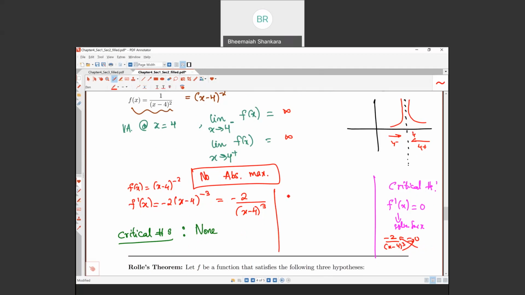Now you want to calculate f at 0, which is 1 over negative 4 squared, which is 1/16th, and you want to calculate the functional value at 5. These are the boundary points given for you in the problem, 0 and 5. So this is 1 over 5 minus 4 squared, 1 over 1, which is 1. So now you see the minimum value is at 1 over 16. So you say absolute min is 1 over 16.